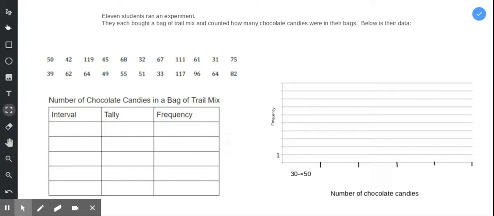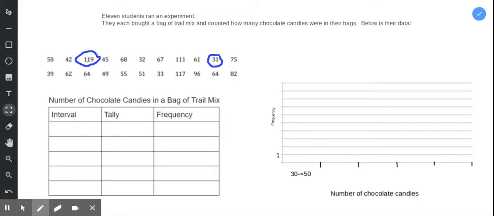When I'm looking at this data, I'm looking at the range, which is from the smallest to the largest number. In my data, 31 is the smallest number that I see. That's my minimum. And the maximum pieces of chocolate was 119. So that's a very large range. There's a big difference between 31 and 119. If I were to make a dot plot, I would have to include all the numbers between 31 and 119. That's a lot of numbers.